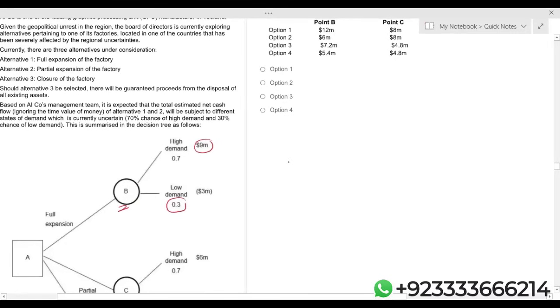It means at point B, expected value will be 9 into 0.7 minus 3 into 0.3. There are 70% chances company will be generating 9 million. There are 30% chances company will have a loss of 3 million, which means what is the expected value? Let's check. Students, I'm getting expected value 5.4.